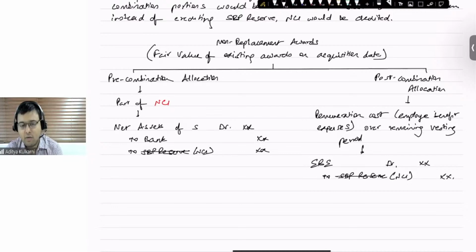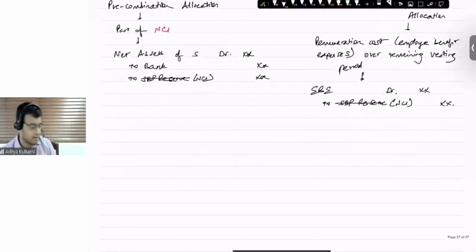See, there was nothing to explain because the calculation we've already dealt with in great detail in the last class. So the calculation is exactly the same. Only thing is instead of SBP, it will go to NCI. That's the only thing which is different. Otherwise it is exactly the same. So now this is done. Now we move on to the next part.